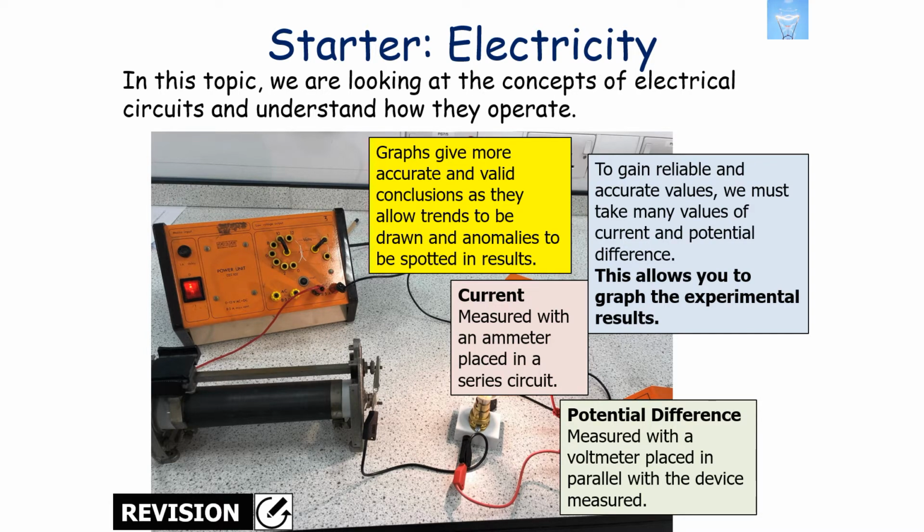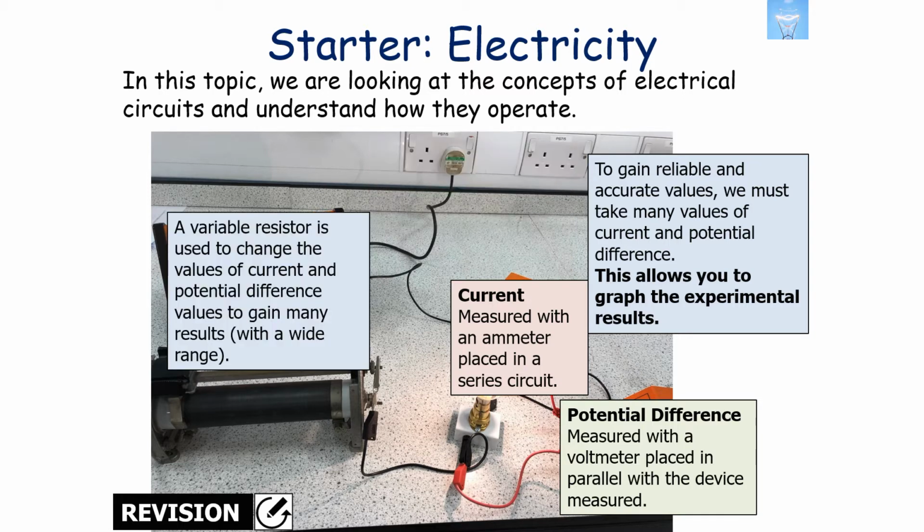Graphs give us more accurate and valid conclusions as they allow trends to be drawn and anomalies to be spotted in the results. To do this, a variable resistor is used to change the values of current and potential difference to give many results with a wide range.